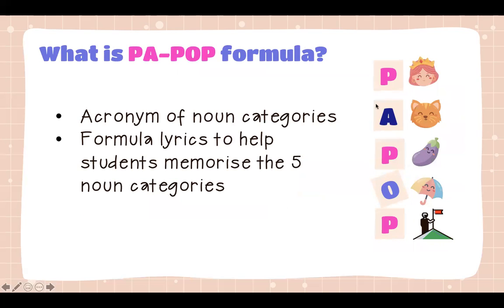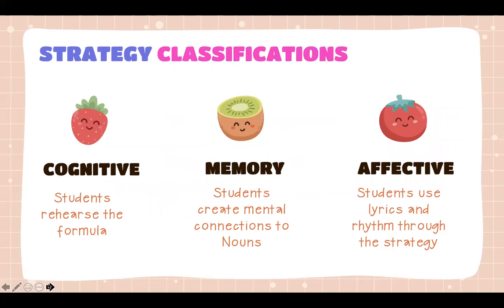As you can see here, P is for person, A is for animal, the next P is for plants, O is for objects, and the last P is for place. And these are the strategy classifications.